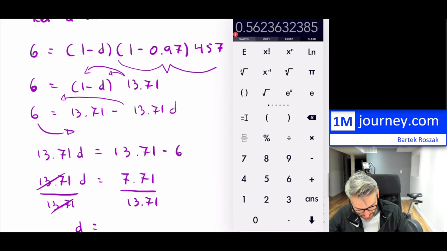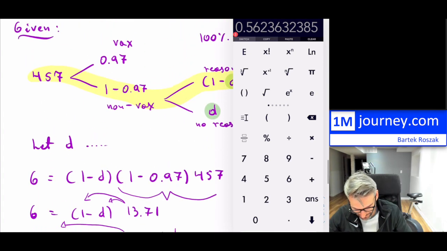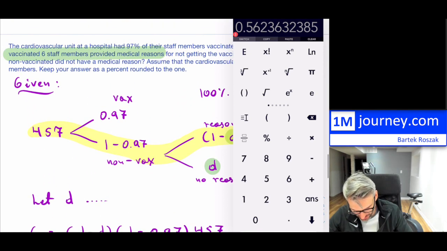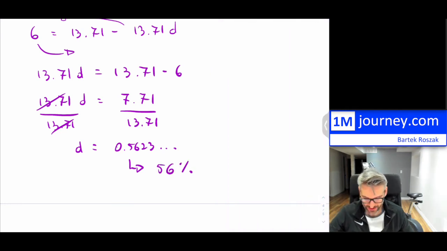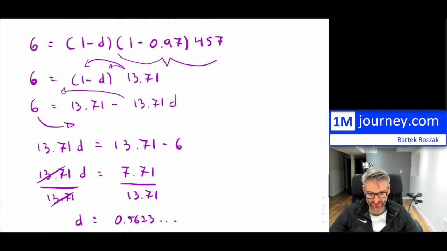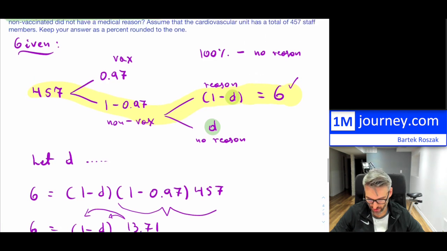And so that's going to be 0.5623 and so on. They want us to round. Let me check. Yeah, make it a percent and round to the ones. So it's going to be 56%, approximately. All right, so we have about 56% of the non-vaccinated staff members that did not have a reason. That's what you would have within this question.